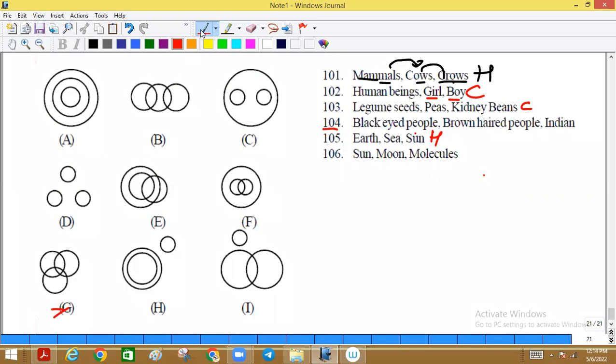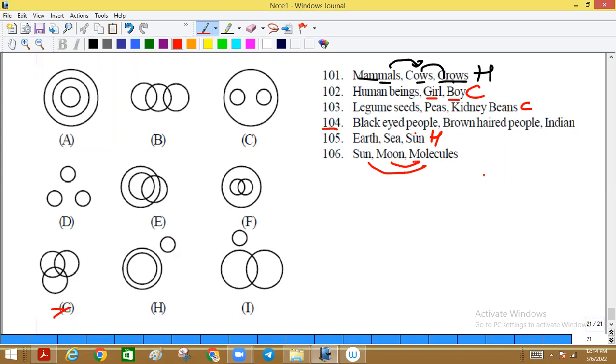Sun, moon, molecules. Okay, one answer is C. Next, D. What is the relation between molecules and sun? We'll try to understand the relation between sun and molecules, and moon and molecules, first.